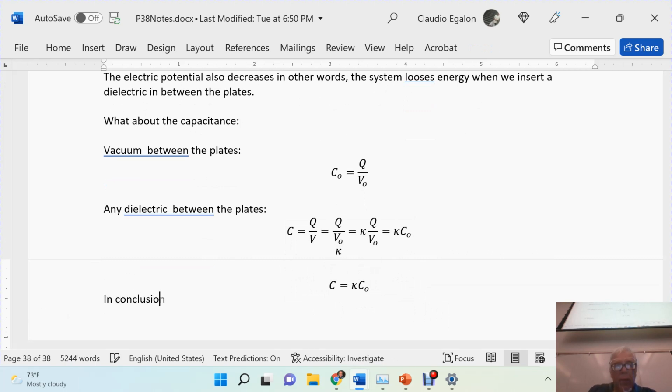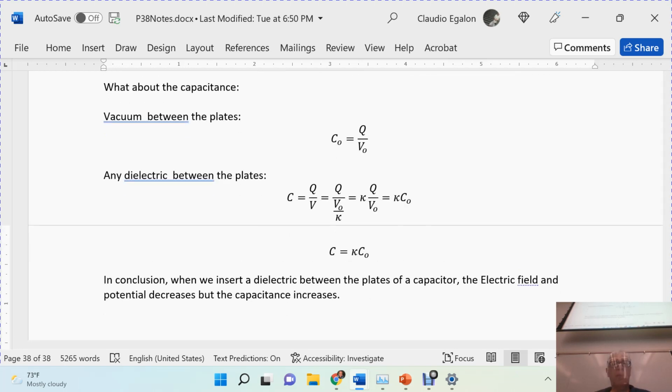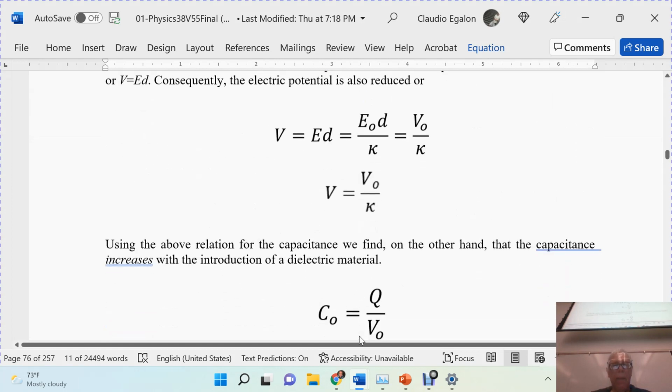In conclusion, when we insert a dielectric between the plates of a capacitor, the electric field and electric potential decrease, but the capacitance increases. Can you remember that? It's possible to prove that mathematically, and that's exactly what I did.